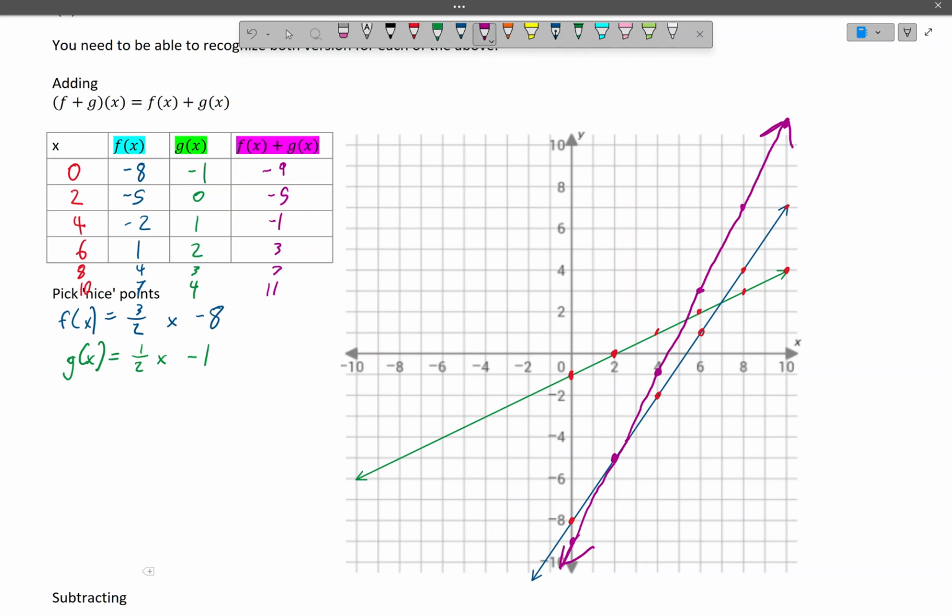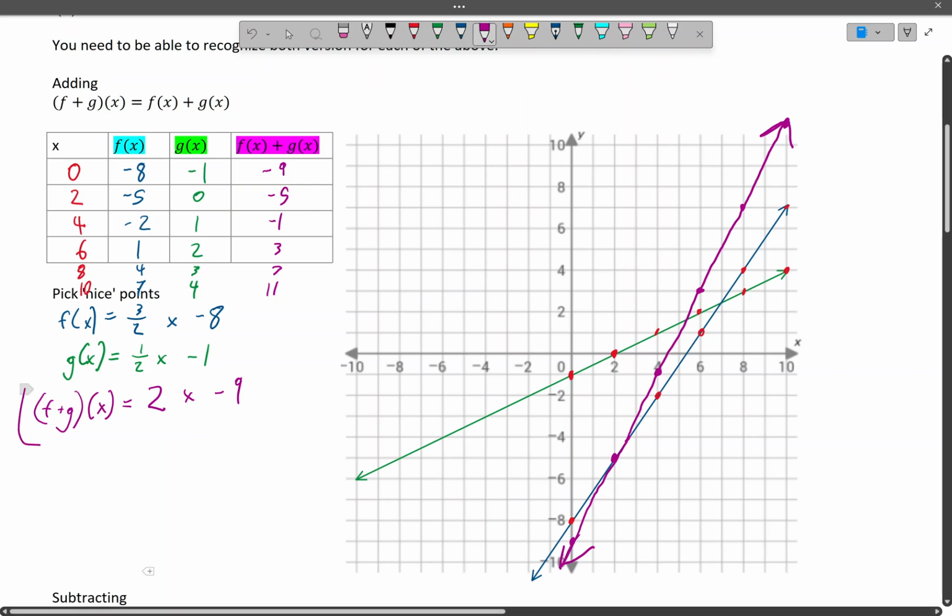And when we add those together, what we're actually doing is going like this. And so our new function is -9. And you can see we add the two slopes here. We're just literally adding these values together. And so this is going to be 4 over 2 or just 2x. And that matches with what our purple line actually is.